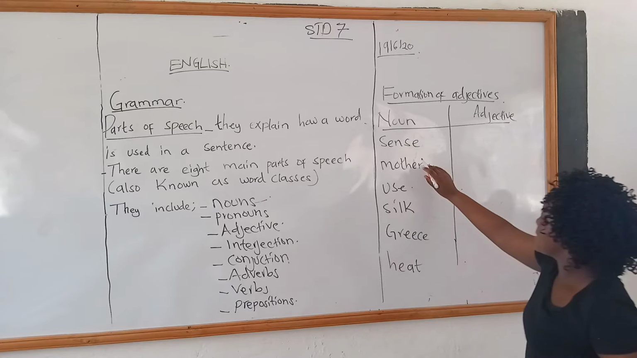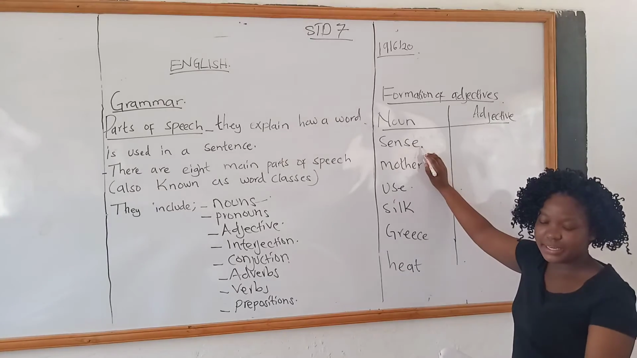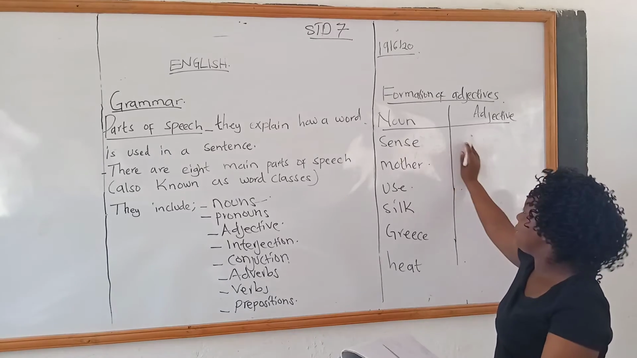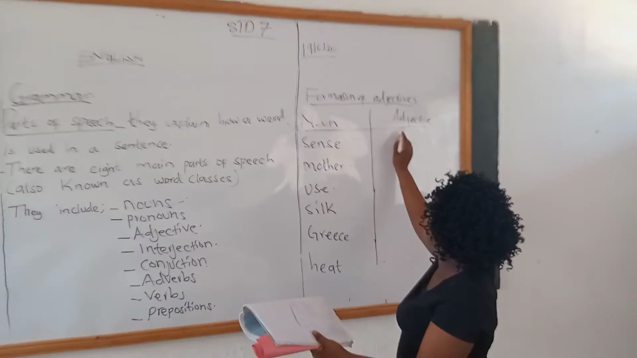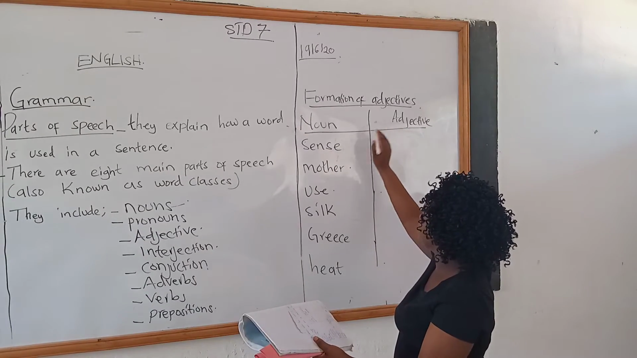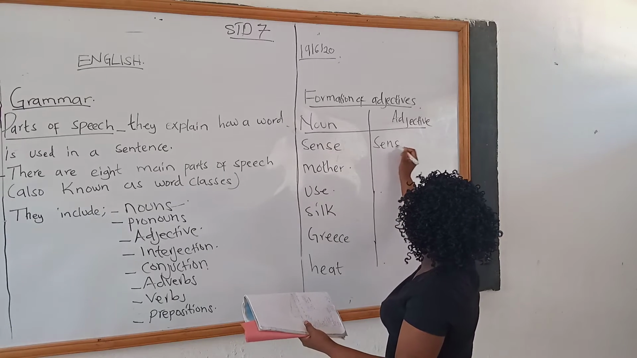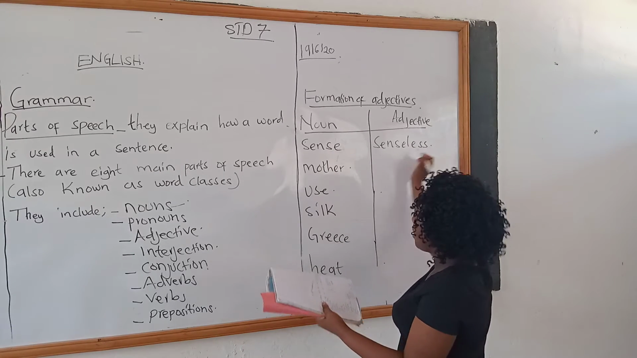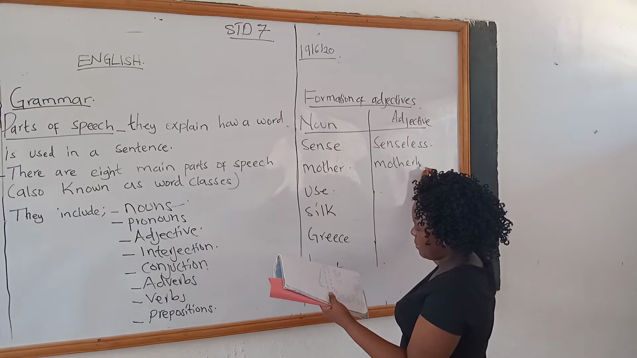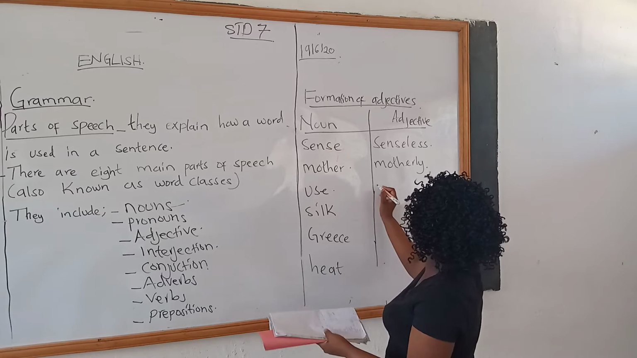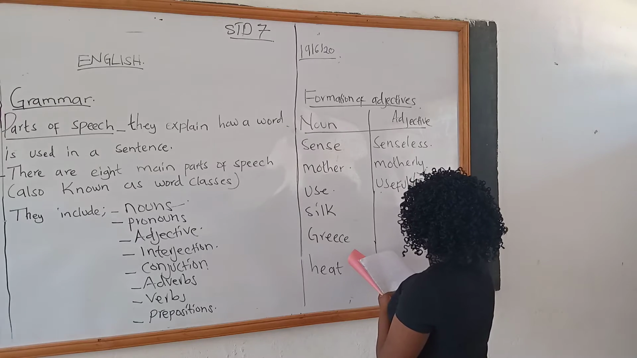So sense is a noun. So we can form this noun, sense, to become an adjective. So how do we do it? The correct form of the word sense in adjective becomes senseless. Mother becomes motherly. Use becomes useful, or it can be useless.